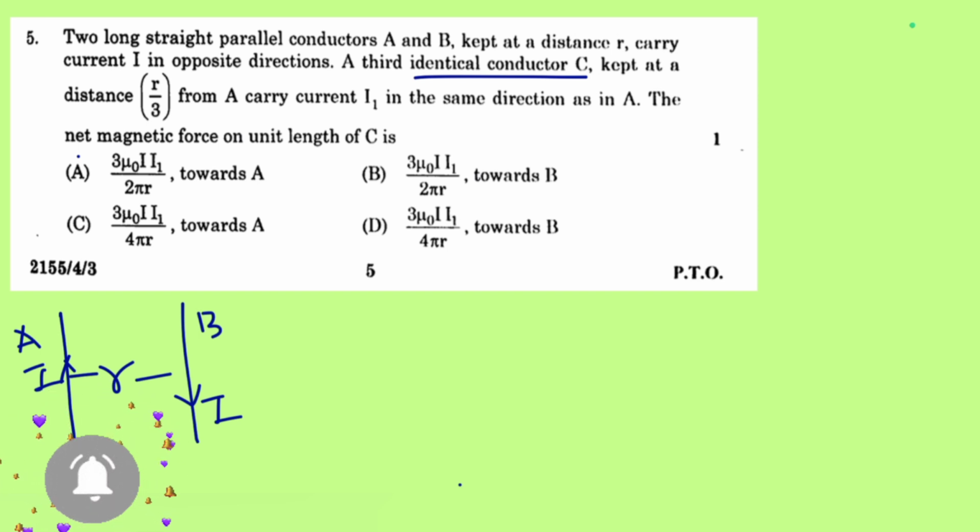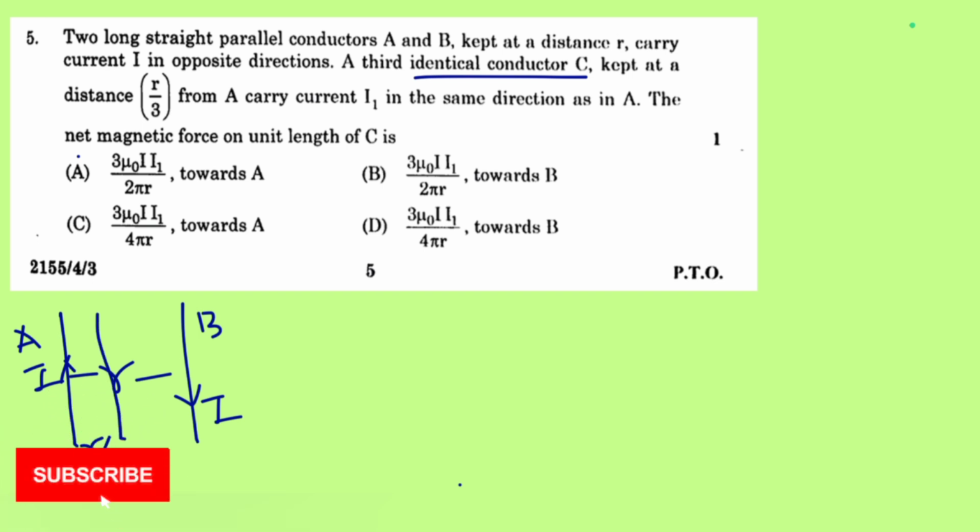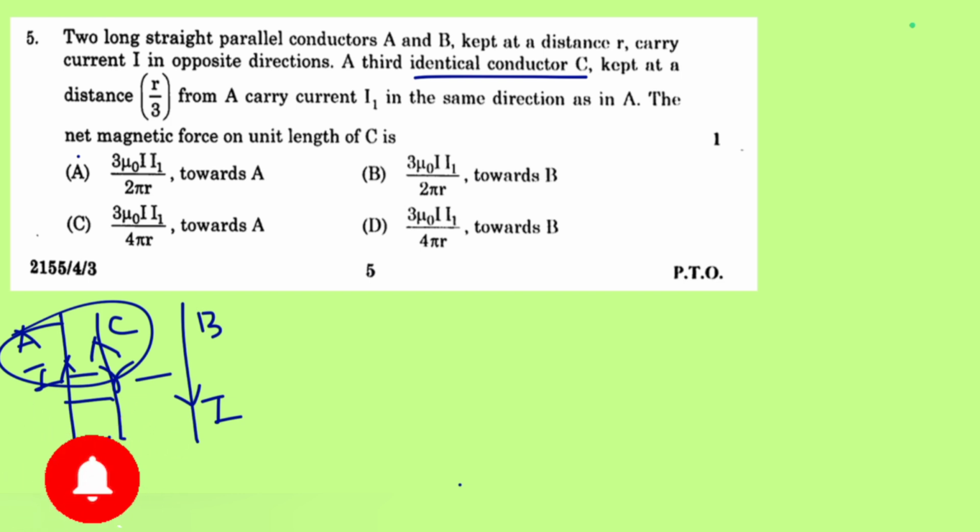Now a third identical conductor C is kept at a distance from A, at a distance r by 3 from A. This is the conductor C, and the current is flowing through C in the same direction as that of A. So there will be attraction between them. Now the net magnetic force on unit length of C.